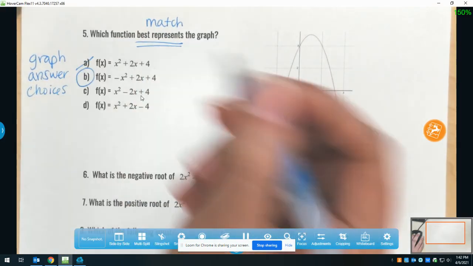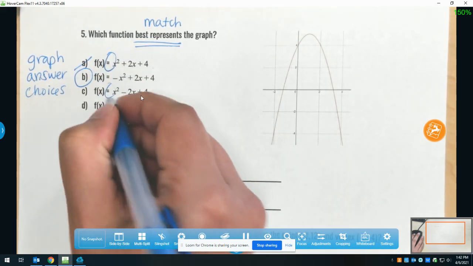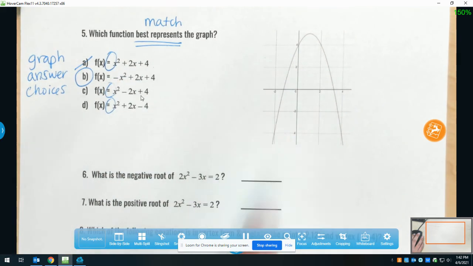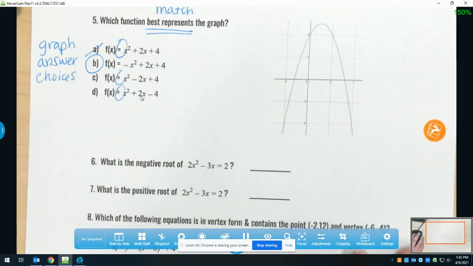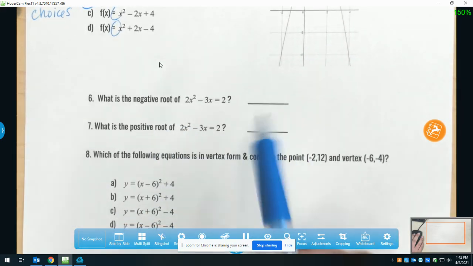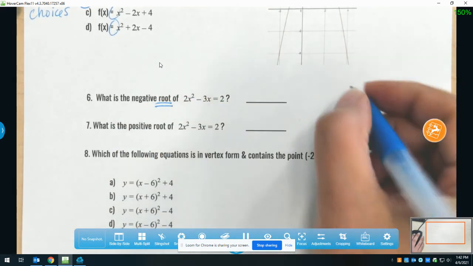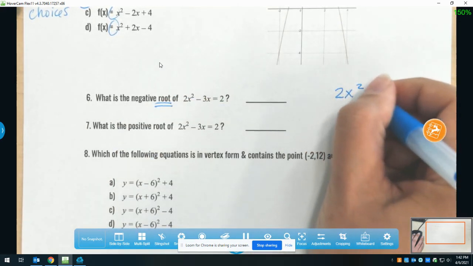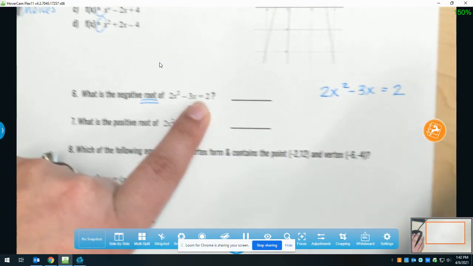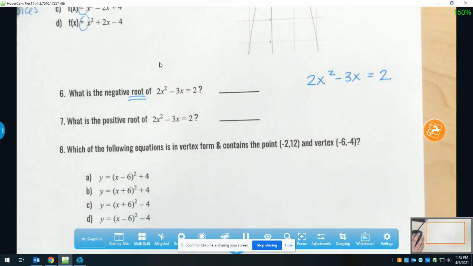Also, if you recall from our transformations, if you don't have a negative in front of your x squared term, that graph's going to open up. So that negative is going to give us what we are looking for here, okay? All right, now we're on to this negative root, positive root business. When you're looking for a root, that's just an x-intercept. And so recall that we would need to get our equations equal to 0 in order to graph our equation and see what our intercepts actually were.